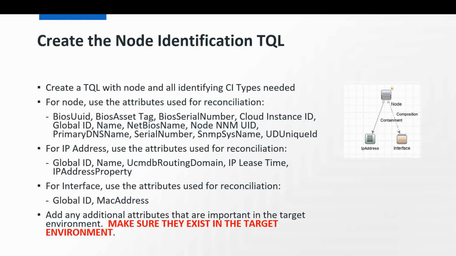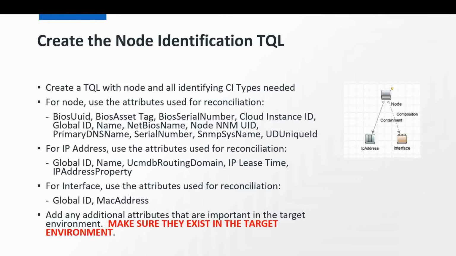Now, the first TQL that you'll need to create is a node identification TQL. That is a TQL that has the specific CI type of node with the IP addresses and interfaces. For the node, you need to make sure you're adding all of the reconciliation attributes. This is some of the attributes used for reconciliation, but you may need more depending on the version of UCMDB you're running. For example, VM ID was recently added as a global identifier, so you would want to add that.